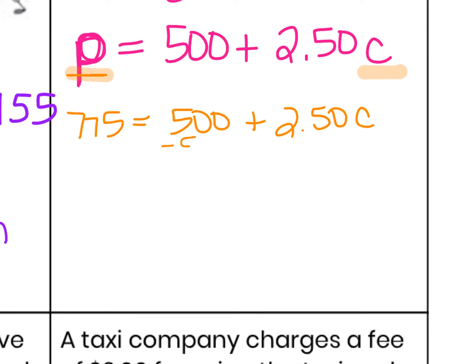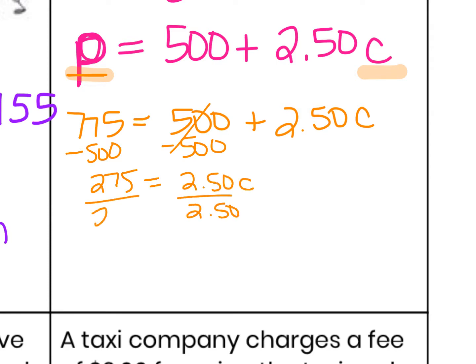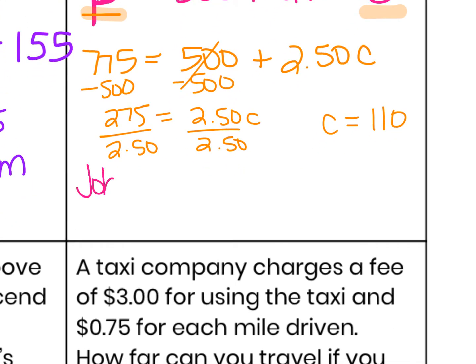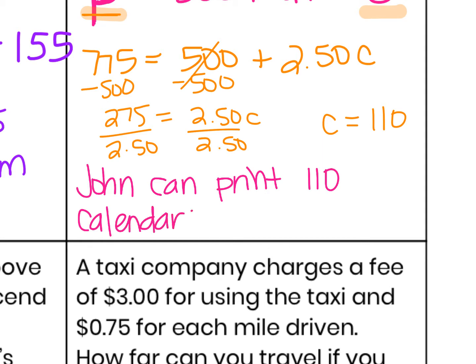We could subtract 500 from both sides. So that gets me 275 equals 250C. And then we would divide, which gives me C equals 110. But now I need to write this out as a sentence. What does it mean to our story? So our question was asking, how many calendars can he print with $775? Our answer is, John can print 110 calendars with his $775.